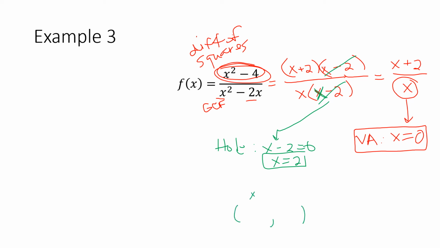Now remember that a hole is a point. It has an x-coordinate and a y-coordinate. So we've established here that x is 2, but we still need to figure out what the y is. So to figure out what y is, we're going to just go plug this in. So I'm going to plug in that x equals 2 on the top and on the bottom. Anywhere where you see x, you're going to plug in a 2. So we're going to have y equals 2 plus 2 divided by 2. That's a lot of 2s. So 2 plus 2 is 4. 4 divided by 2 is 2.